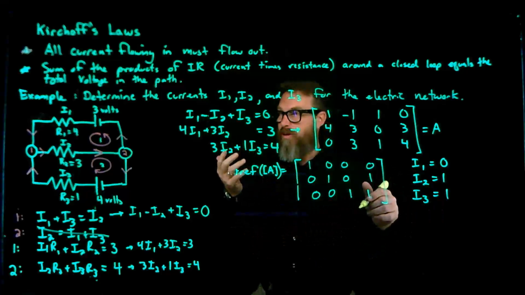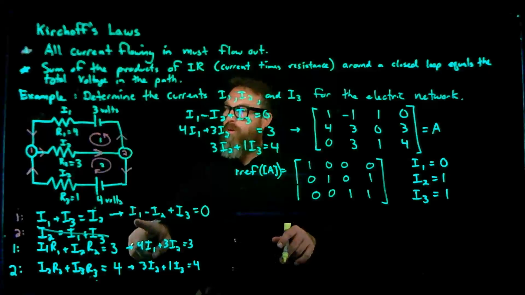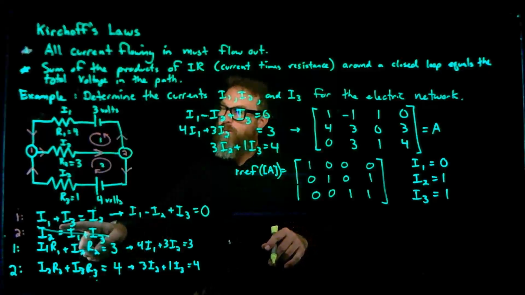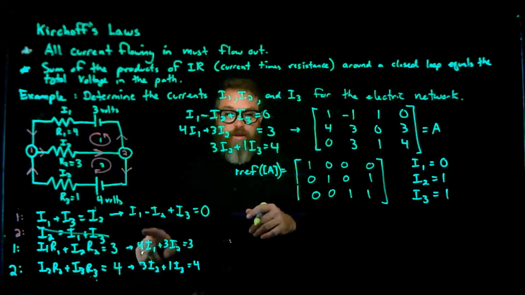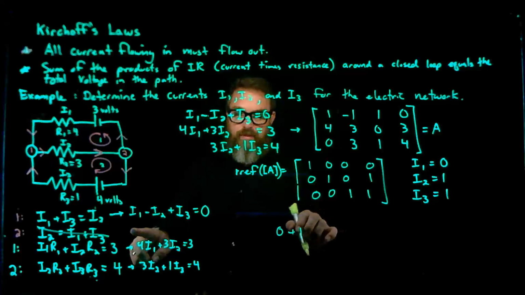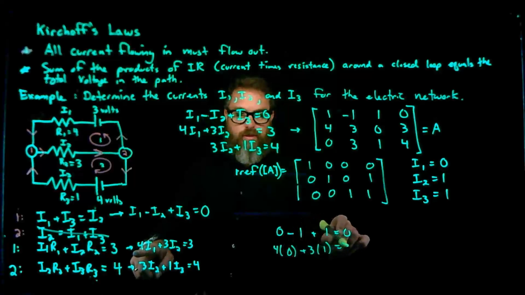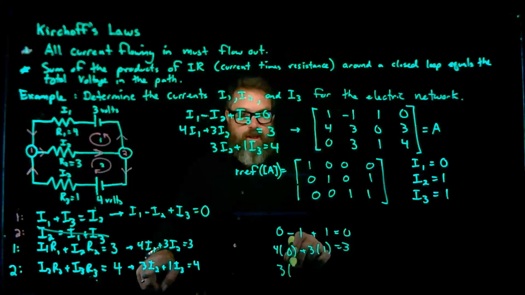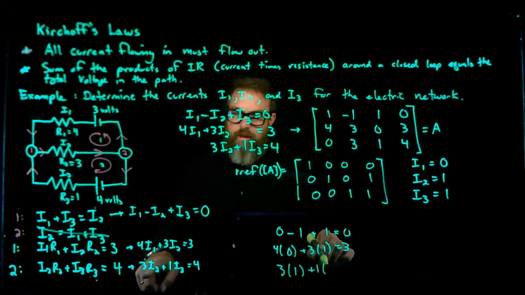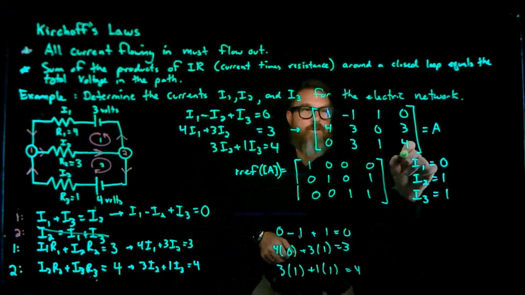Let's just make sure that makes sense. So, does this work out? I1 minus I2 plus I3 equals 0. All right, so 0 minus 1 plus 1 indeed is 0. 4 times 0 plus 3 times 1 equals 3. Sure does. 3 times 1 plus 1 times I3, which is 1, is equal to 4. Yeah, it sure does. That sure does work. Okay, so these are our answers for our currents.